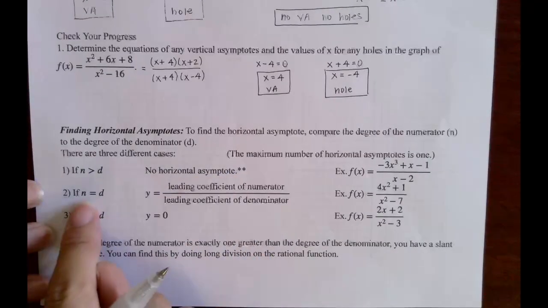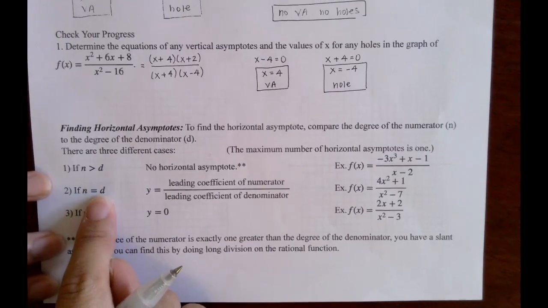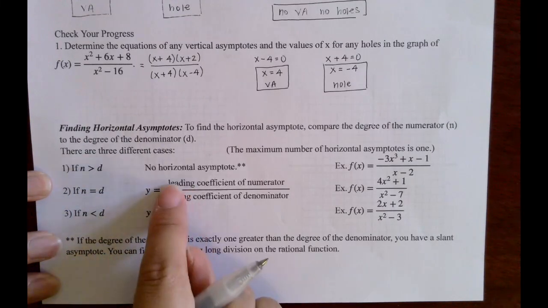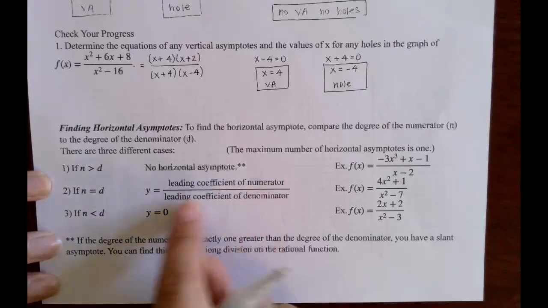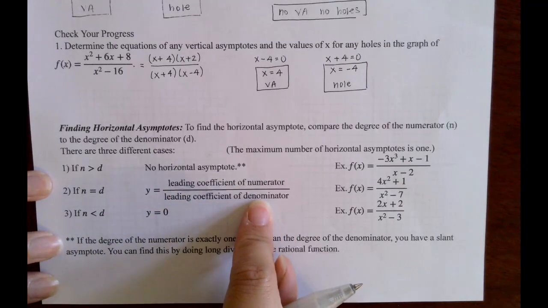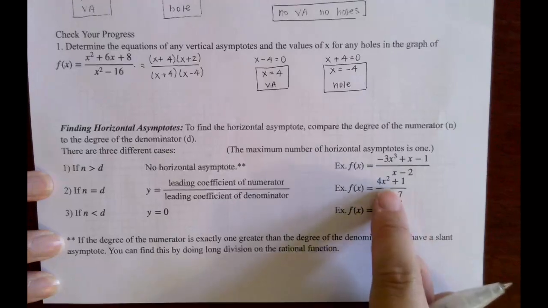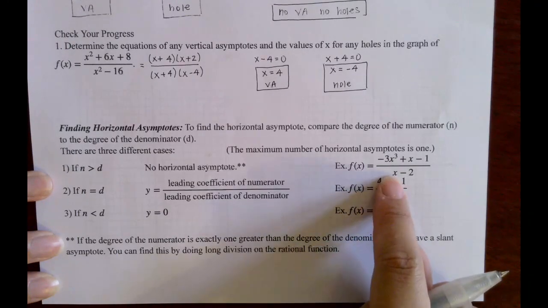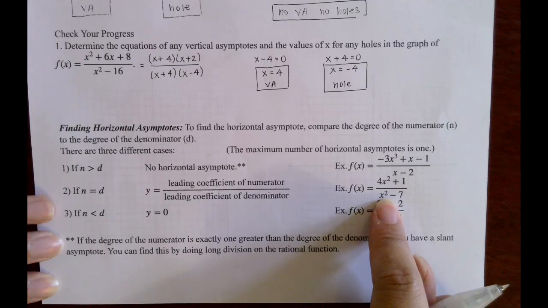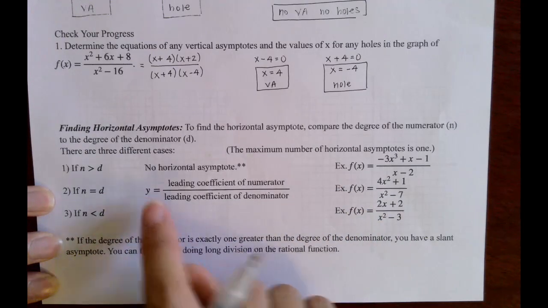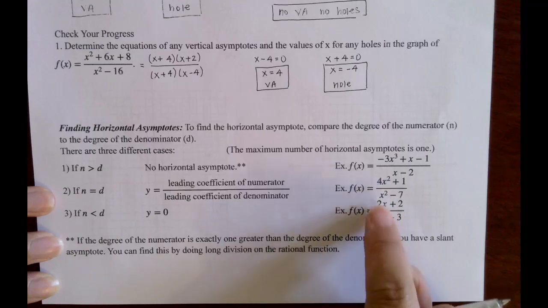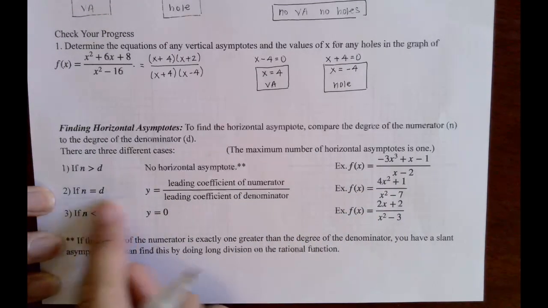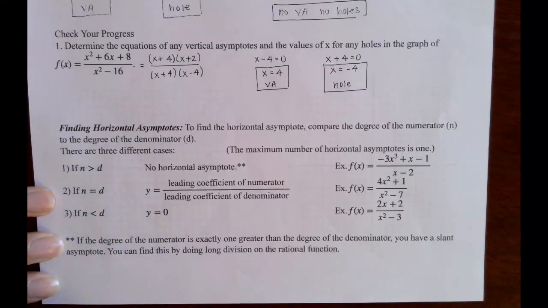Okay? If the numerator and the denominator have the same degree, then it will be y equals the leading coefficient of the numerator divided by the leading coefficient of the denominator. So here's an example. They're both x squared, so they're both quadratic. Right, and so in this case, the asymptote will be y equals, leading coefficient for this is 4, leading coefficient for this is 1, so 4 over 1, that's 4. So the asymptote will be at y equals 4.